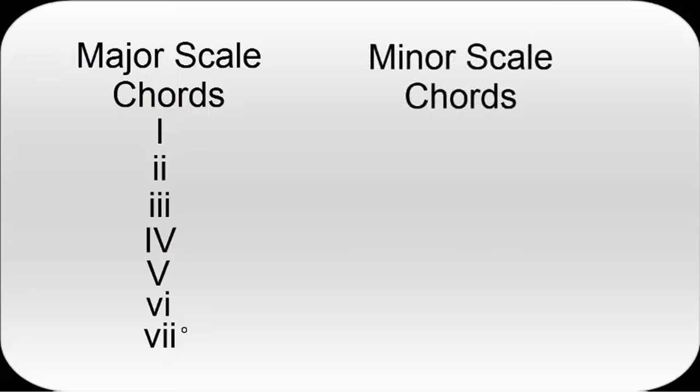Minor scales also have their own patterns of Roman numerals. So if you build chords based off of a minor scale instead of a major, the 1 will be minor, the 2 will be diminished, the 3 will be major, the 4 will be minor, the 5 will be minor, the 6 will be major, the 7 will be major. Let's take a listen to our chord progression using the A minor scale instead of the A major scale. Then we're going to use a couple different scales after that.